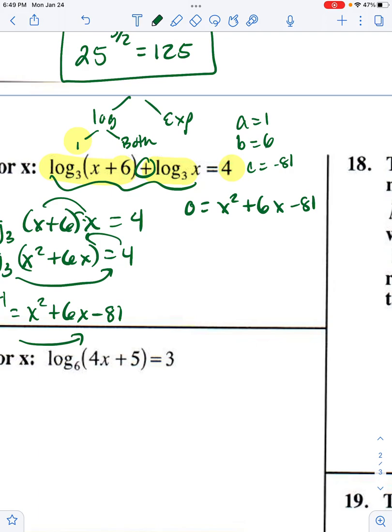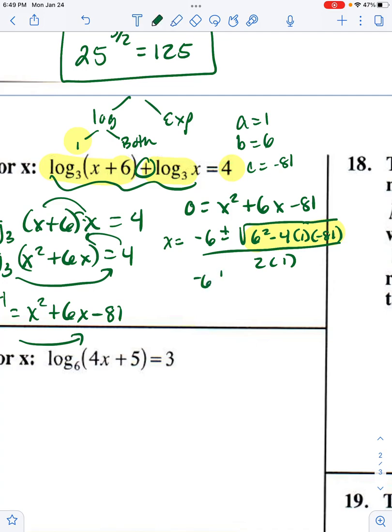and then using the quadratic formula, where you take the opposite of B plus or minus the square root of B squared minus 4 times A times C. And again, this is from like algebra 1 on. So I always do this part first on my calculator. So I'm going to go 6 squared minus 4 times 1 times negative 81. And that puts me at negative 6 plus or minus the square root of 360 all over 2.